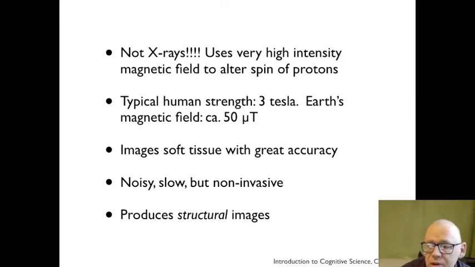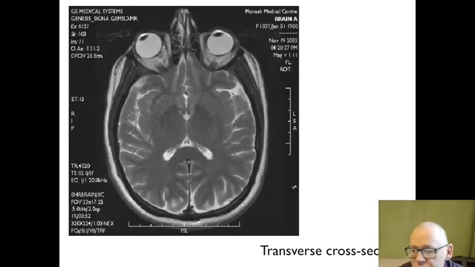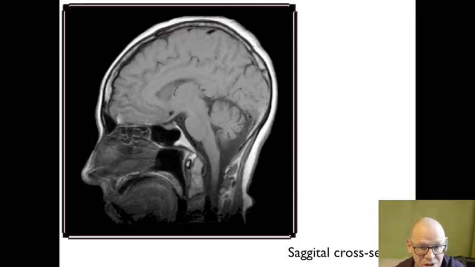And these are what they look like. So here's a transverse cross-section through the brain. You can see the eyes there towards the top of the picture, and the nose. And you can see the ventricles in the middle of the brain. Here's another cross-section taken differently. This is a sagittal cross-section through the middle of the brain. You can see the nasal cavities. You can see the brain stem, the cerebellum tucked underneath the brain.